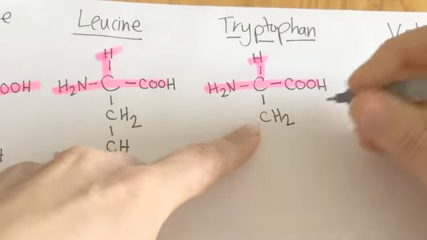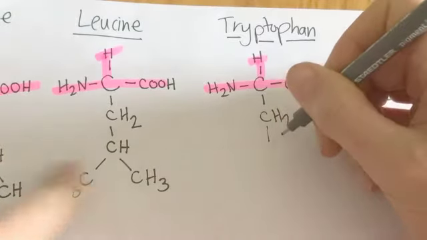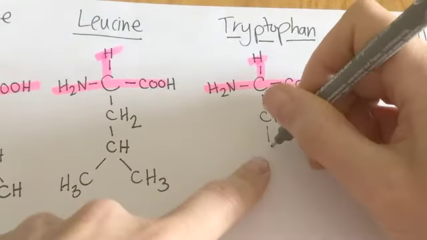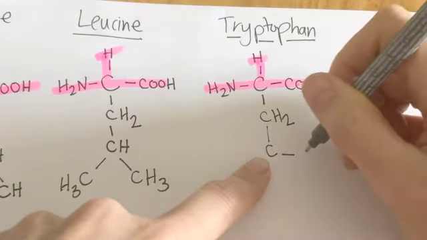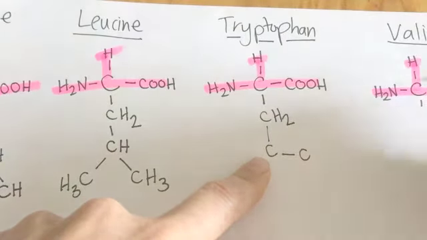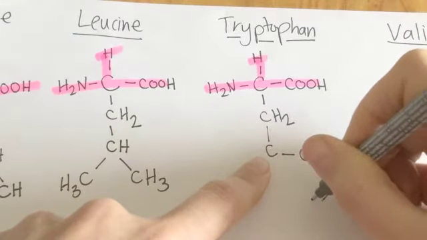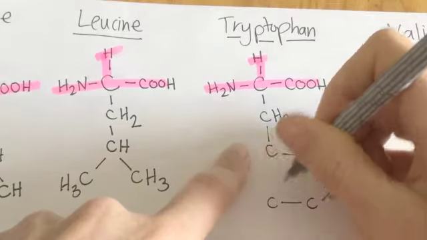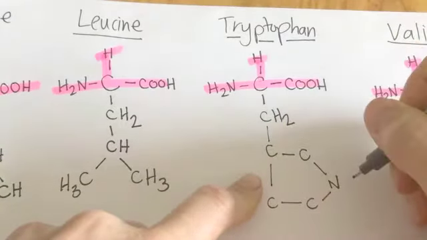Off that CH2, we're going to do another 5-member ring, just like histidine, but instead of those there's only one nitrogen this time. It's going to start out with a carbon. Then off of that carbon, it's going to be another one. Then here's where our nitrogen is going to go. And then we're going to have some carbons around here. So that's going to be what you're going to see for tryptophan.